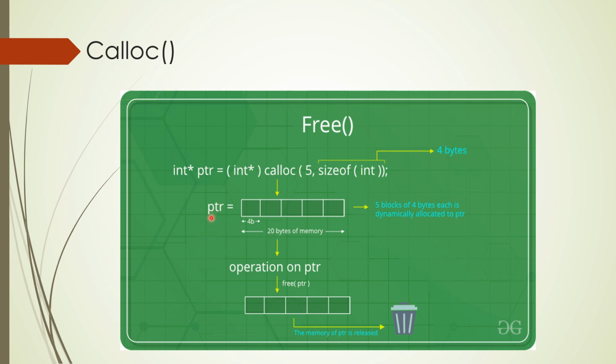Here one thing you should keep in mind is that this ptr is created at the time of compilation, and this block is created during execution. So the dynamically created memory block should be deallocated explicitly before the program gets terminated.